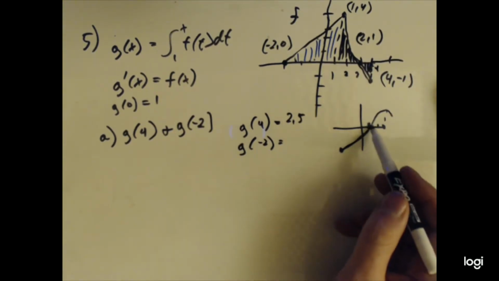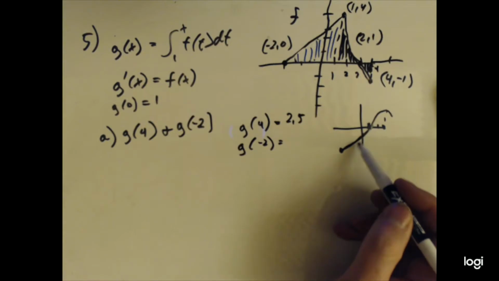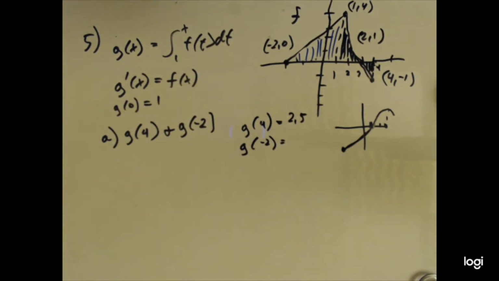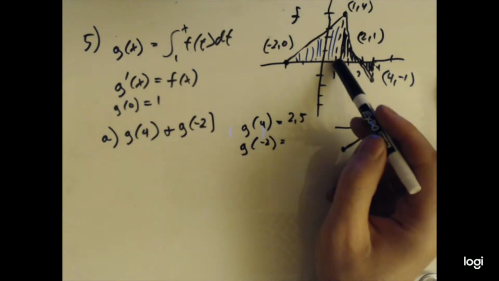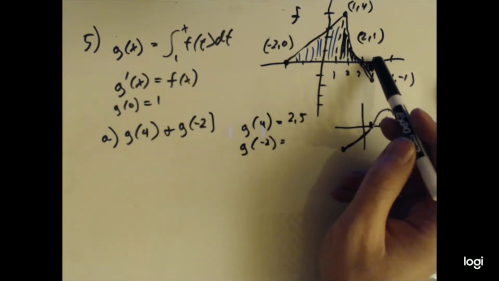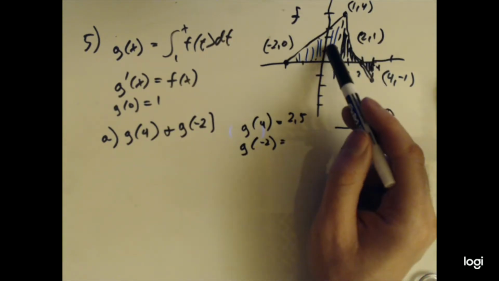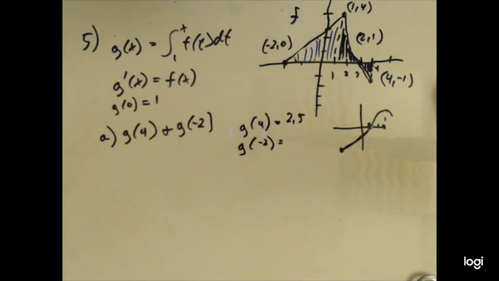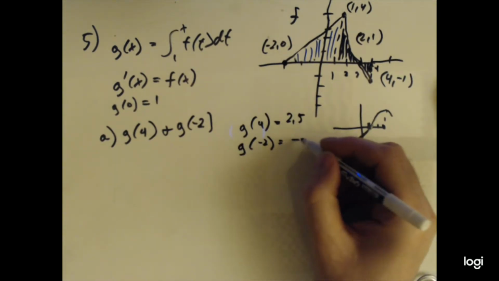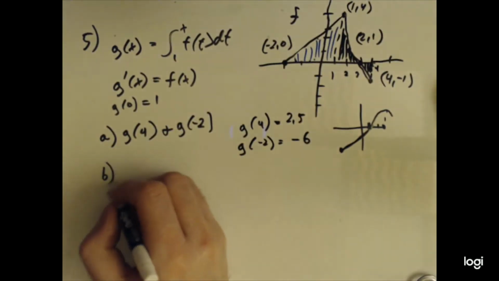So if we had to go up to the right to get to 0, we have to go down to the left. Or you can think of it as, if we go to the right, we add on positive or negative area in the normal way. If we go left, it goes the opposite. So then g of negative 2 is negative 6.